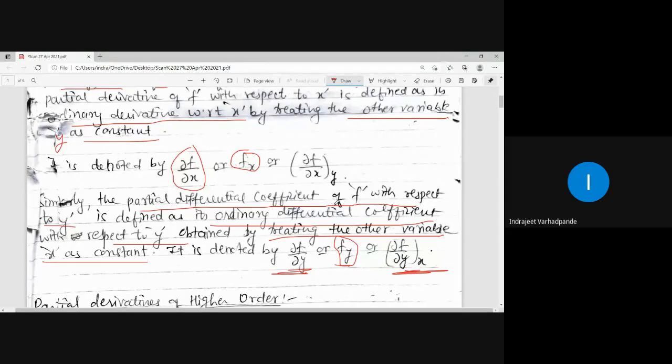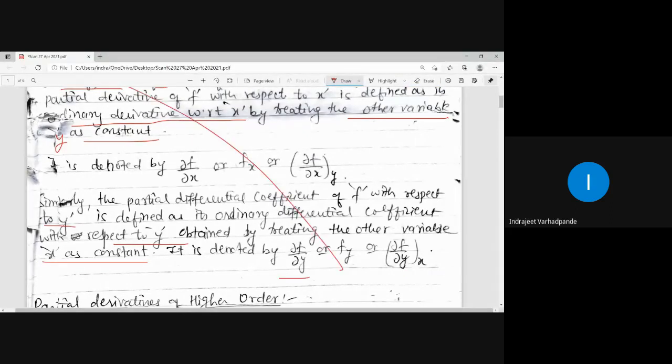The partial differential coefficient of f with respect to y is defined as its ordinary derivative with respect to y obtained by treating the other variable x as constant. It is denoted by del f by del y, f suffix y, or del f by del y suffix x.